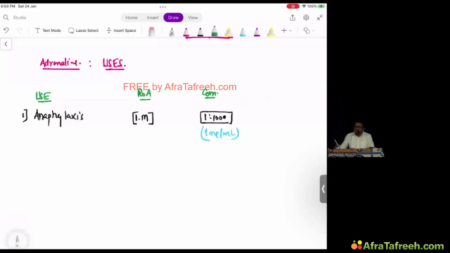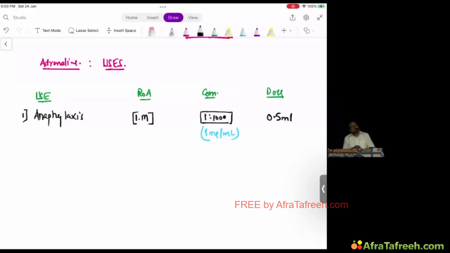And the third point you can write here: how much is the dose given? The dose given in anaphylaxis is 0.5 ml in one shot. So 0.5 ml of this concentration means how many milligrams of adrenaline are you giving?